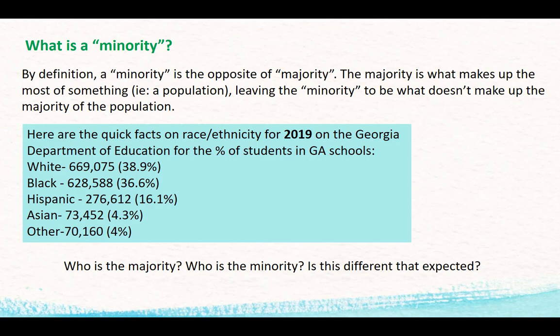So I want to talk a little bit about the word minority. So first of all, what is a minority? By definition, a minority is the opposite of the majority. And the majority, by definition, is what makes up the most of something. So if I have the majority of the time, I have most of the time. If I have the majority of the cookies, that means I have most of the cookies. So if we are talking about the majority of the population, we're talking about the biggest chunk of the population, which means the minority would be what doesn't make up most of the population.